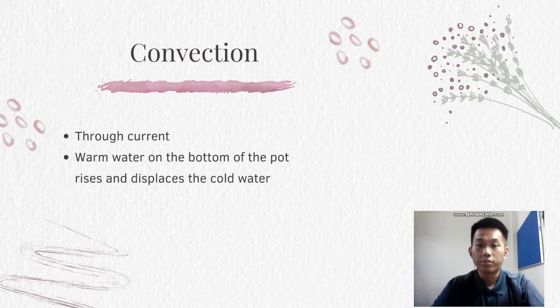Convection is the transfer of heat in the air or a fluid through currents. An example is a pot of water warming up on a hot stove. As it heats up, the particles spread out and become less dense. The warm water at the bottom of the pot rises and displaces the cold water. As this occurs, the cold water sinks. So, hot air rises, cools, and falls.